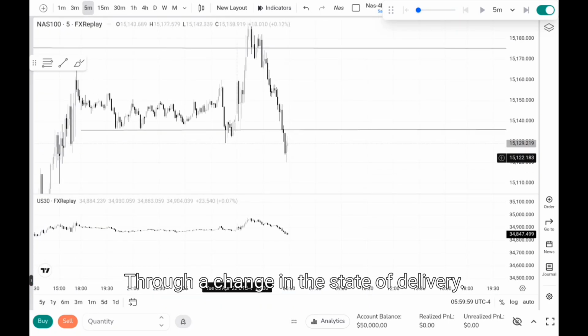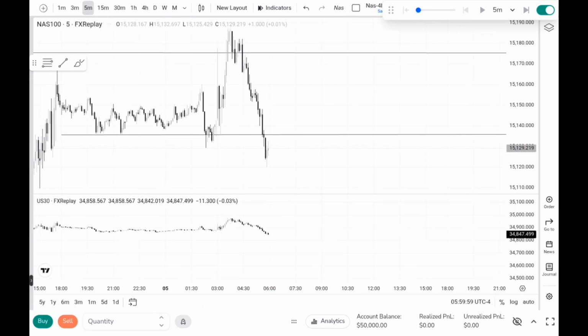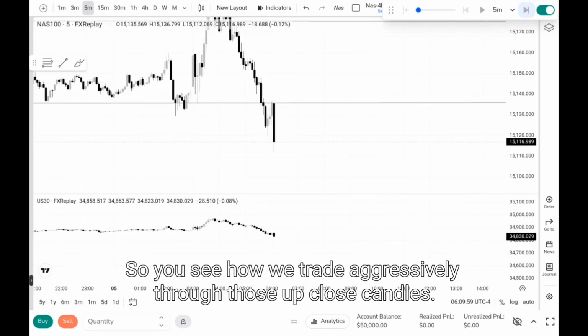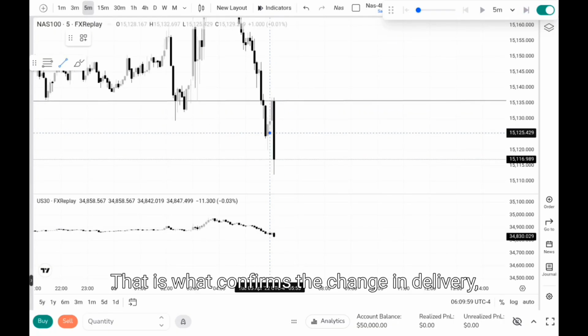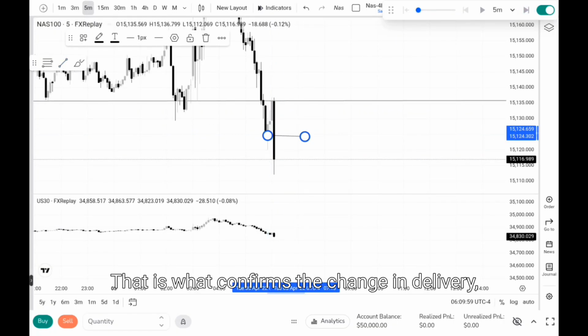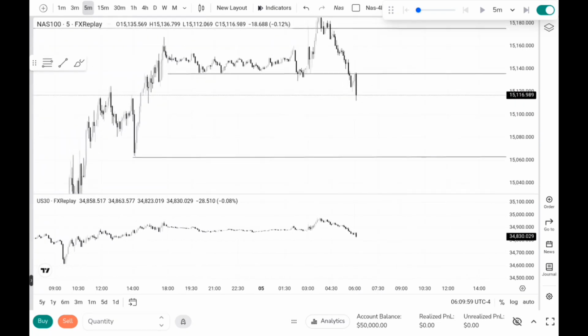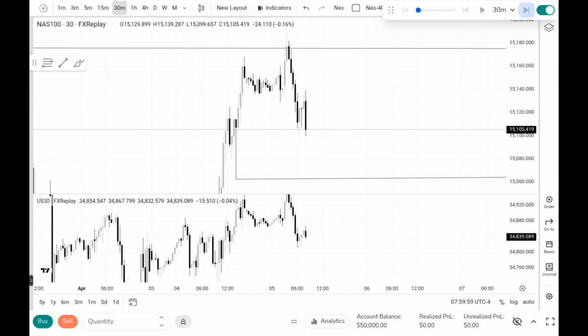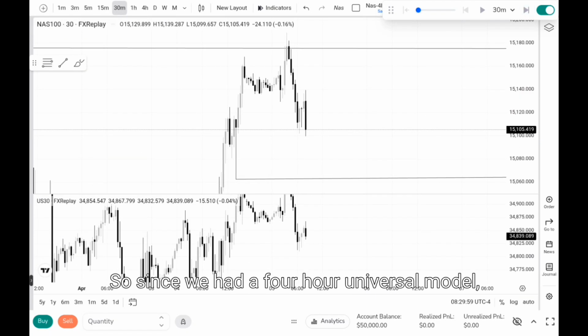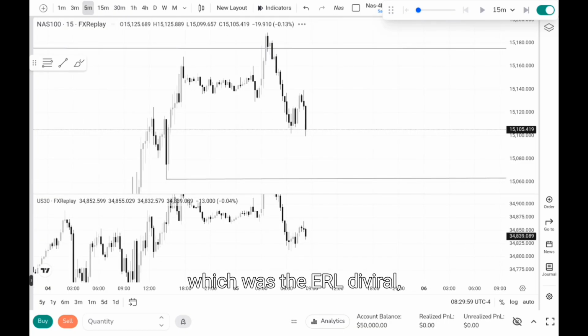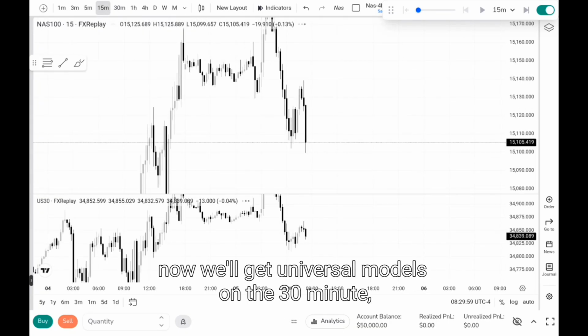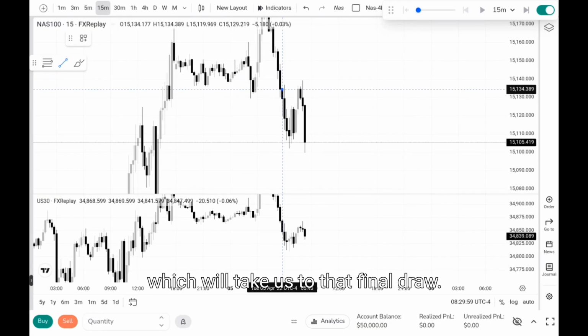How would you confirm that? Through a change in the state of delivery. So you see how we trade aggressively through those up close candles. That is what confirms the change in state of delivery, and we can look for the lower gap. So since we had a 4-hour universal model, which was the ERL to IRL, now we'll get universal models on the 30-minute, which will take us to that final draw.